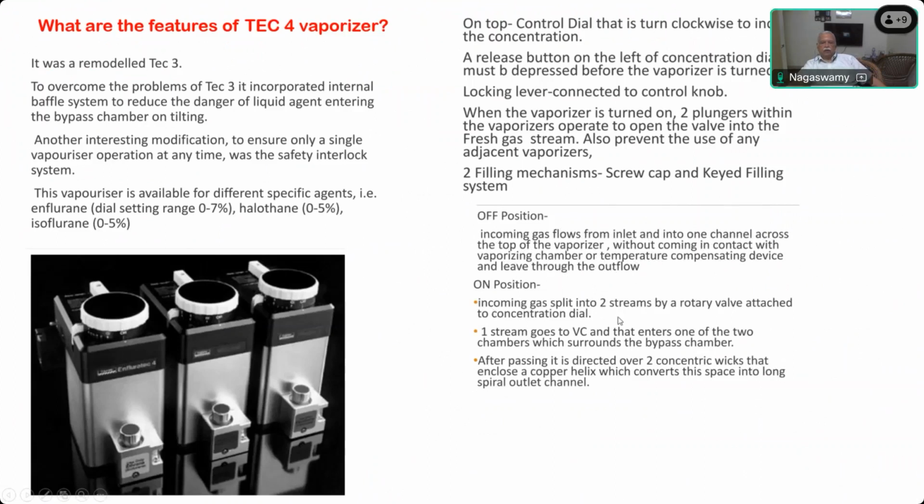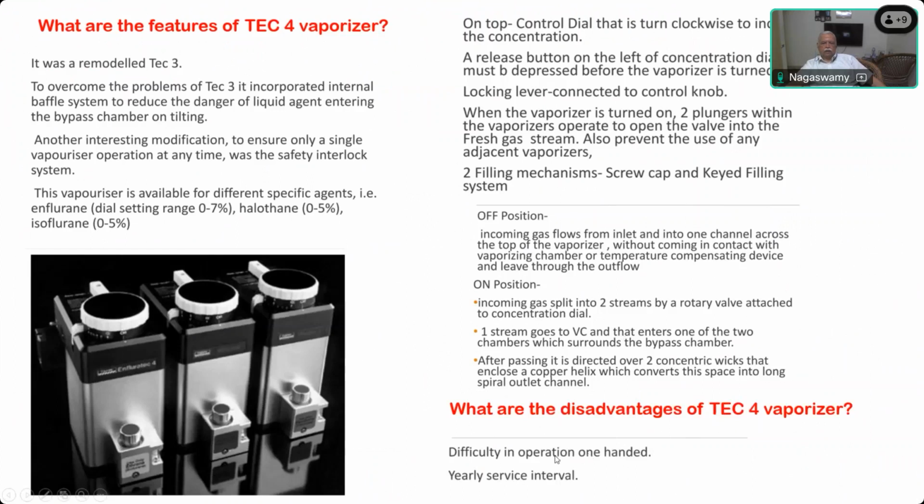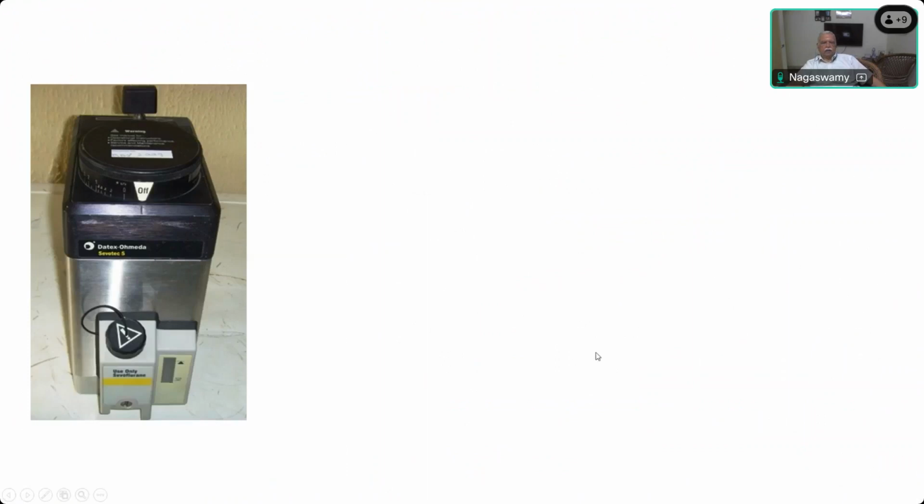And in the on position, it splits into two, the variable bypass mechanism is working. So it goes to the vaporizing chamber as well as the bypass chamber. The disadvantages of this Tech 4 are that it is difficult to operate with one hand because you have to press the lever and then rotate it. That cannot be done with a single hand, and it requires a yearly service.